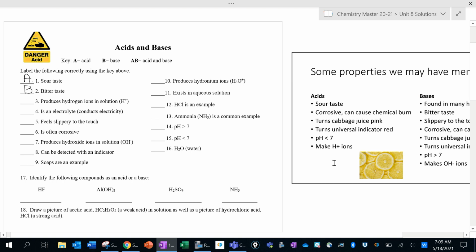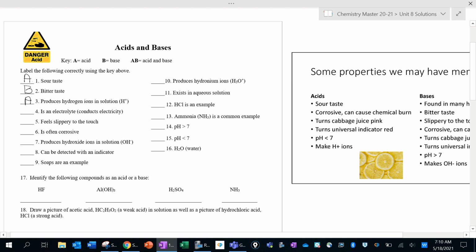We also know that acids make hydrogen ions. That's part of one of our acid-base definitions, and we had another reading on that from last week. So what makes an acid is that when you stick it in water, it makes hydrogen ions. So that is a property of an acid.